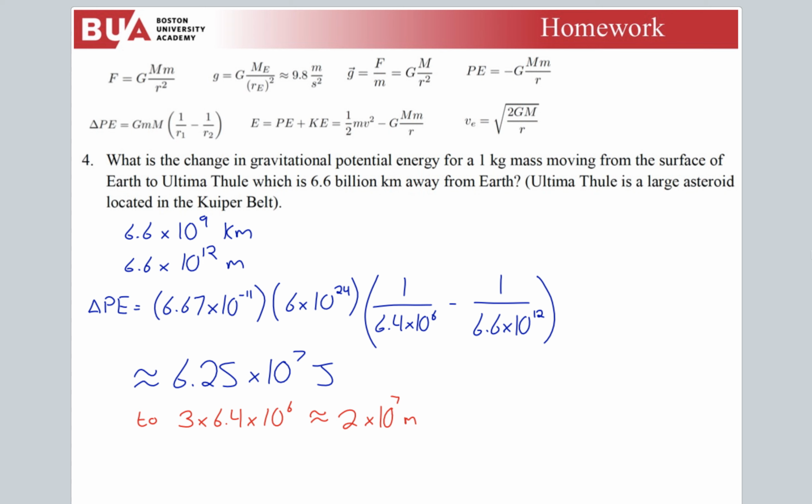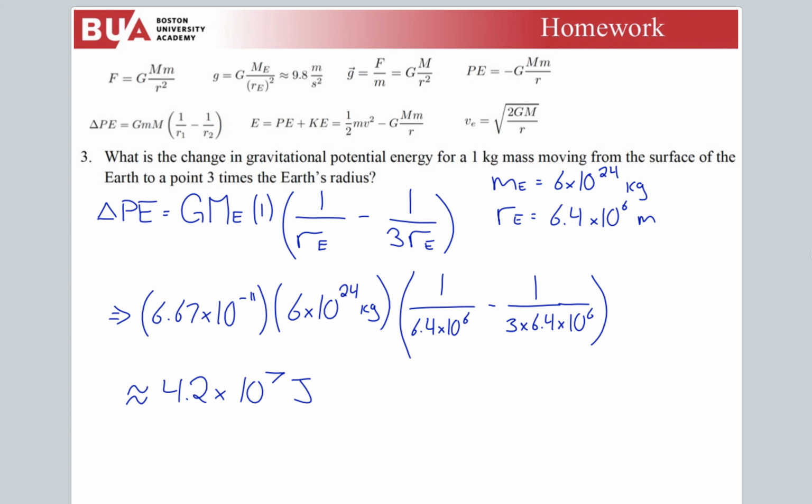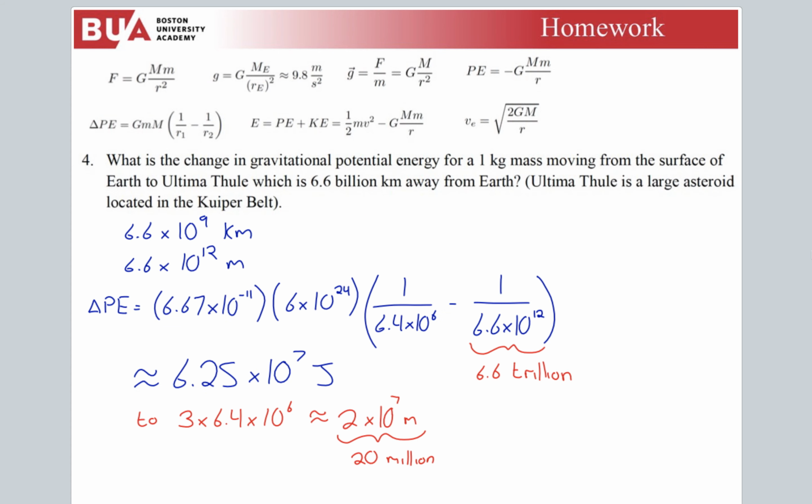I am now moving it 6.6 trillion meters. So this is 20 million, and this is 6.6 trillion. It hardly takes any more energy at all, right? 6.25 times 10 to the 7 versus 4.2 times 10 to the 7. So it's only about 48% more energy.